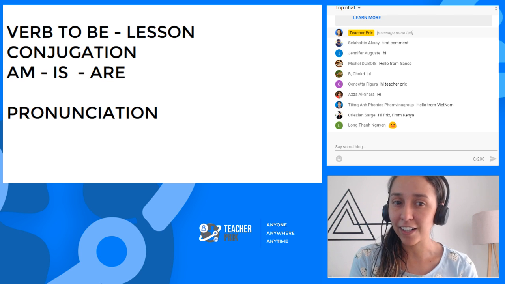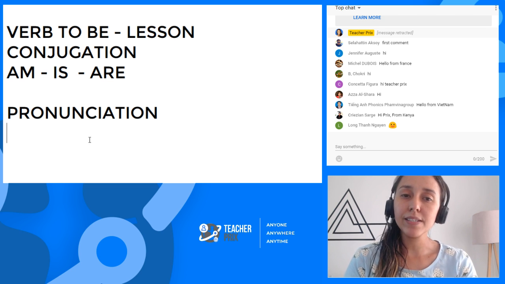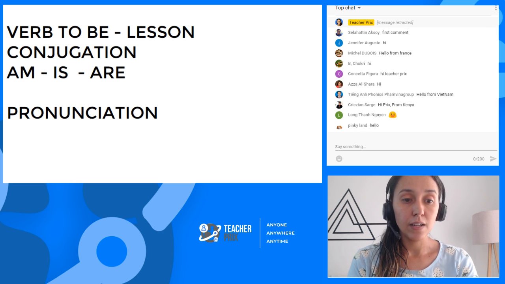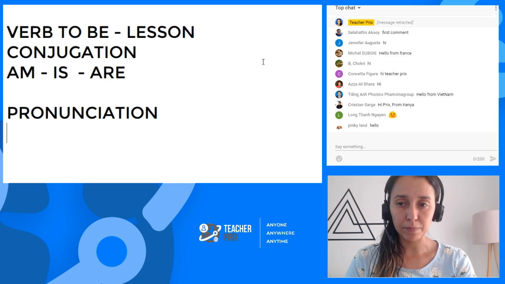R. Car. Okay, so the pronunciation is very important if you want to have a clear pronunciation, if you want people to understand you in conversations, my friends. This is the first thing you need to know about verb to be.